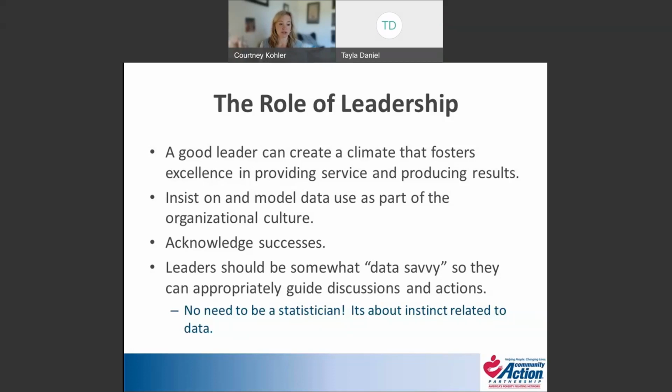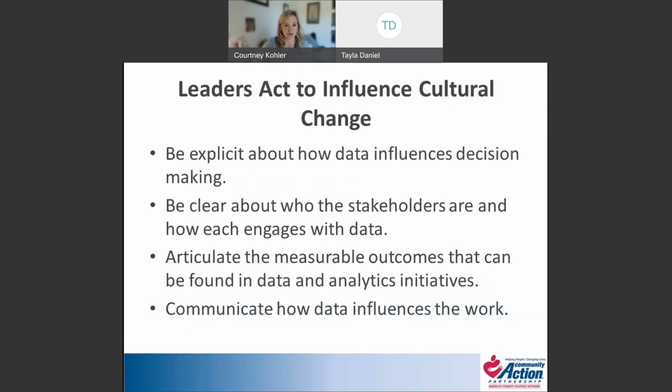And what we mean by this is that doesn't mean that leaders need to be any sort of mathematician or an expert in statistics or analysis necessarily, but it's all about having this good instinct related to data and the ability to then make sure that data is being used in appropriate ways, and doing what we're talking about today, really considering this overall data strategy for the organization. So those things are really important roles of leadership in having this data-centric culture.